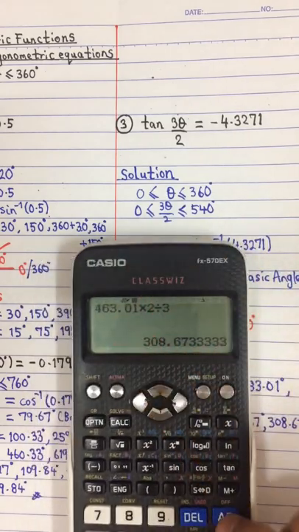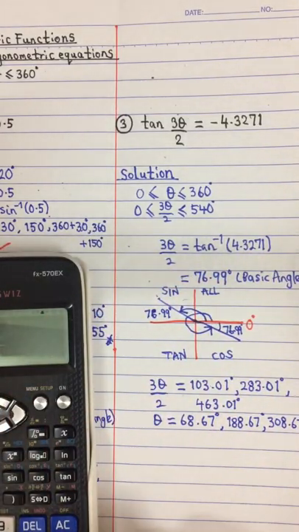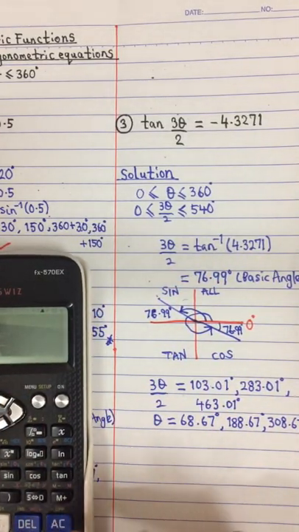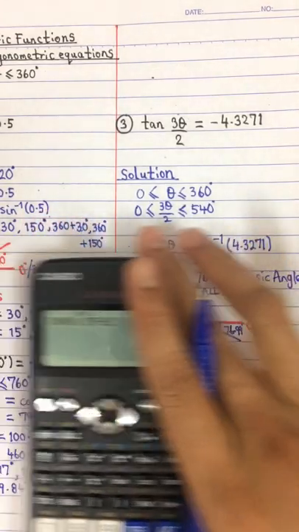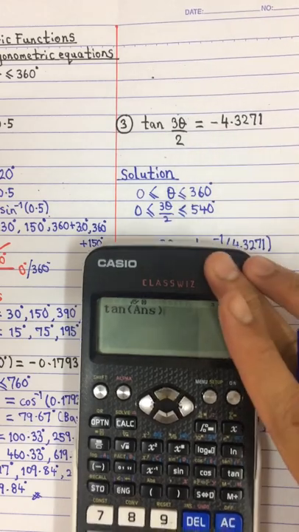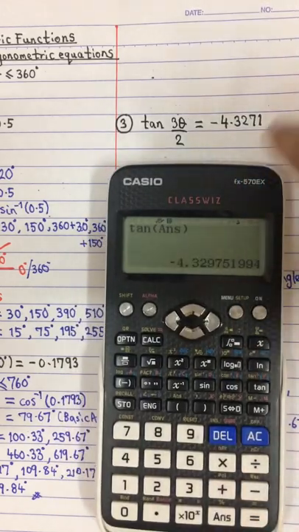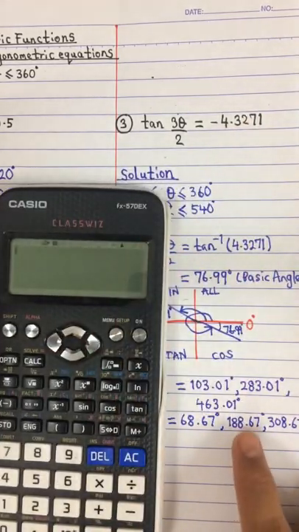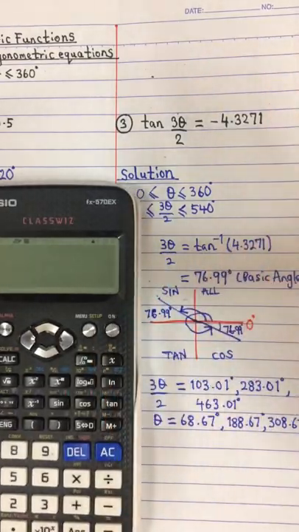Okay, just to check your final answer, if you substitute back this value into here, did you get this number? We try one by one. So if you test the value, so 3 times 68.67 divided by 2, and then you get this value. If you press tangent of that answer, will it give you this value? Now we check. Boom, yes, it's correct. So if you try the second and the third one, I think you get the same value.